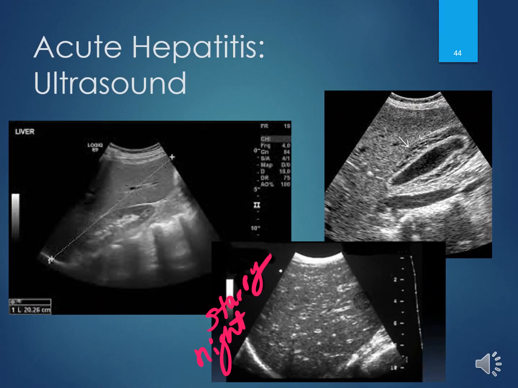So here we see that hepatomegaly, and if we were to look at the spleen, we would see the splenomegaly. We see that starry night sign, and then we see that gallbladder wall thickening, and I don't see any stones in there.